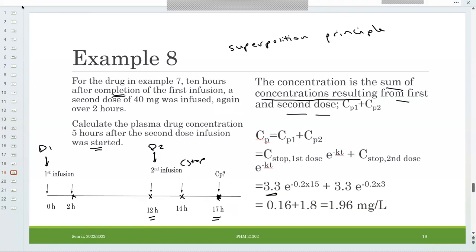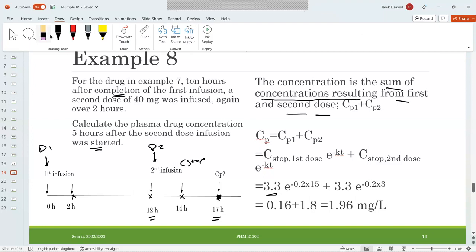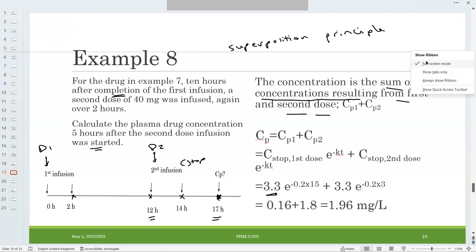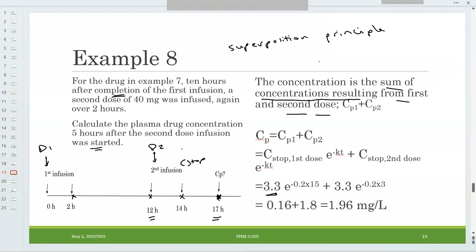And then what will be different? The difference will be in the time since the infusion was stopped. Since infusion 1 was stopped, how many hours have passed? From 2 to 17, we have 15 hours. But since the second infusion stopped, from 12 to 17, how many do we have? Only 5 hours. So in the first infusion, the elimination fraction time is 15 hours.